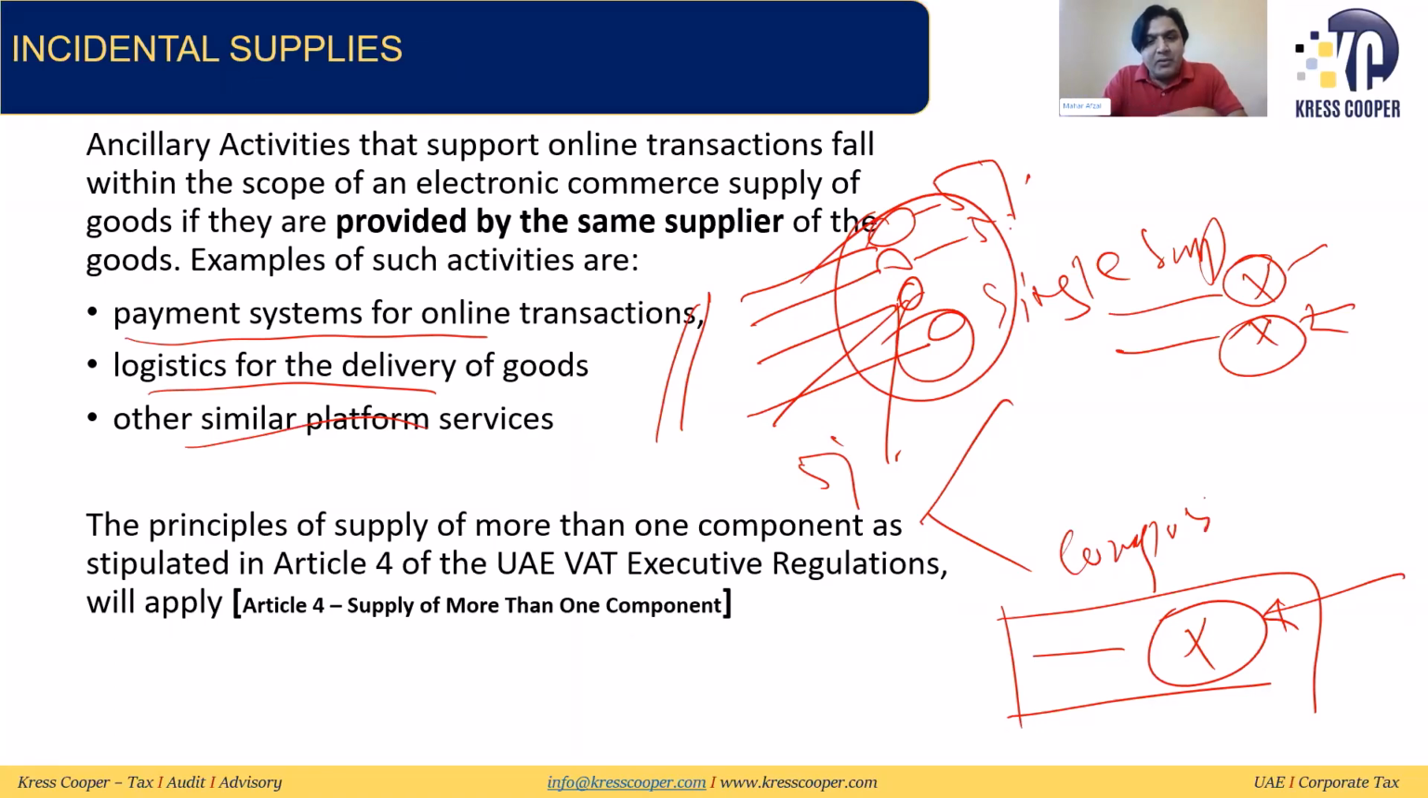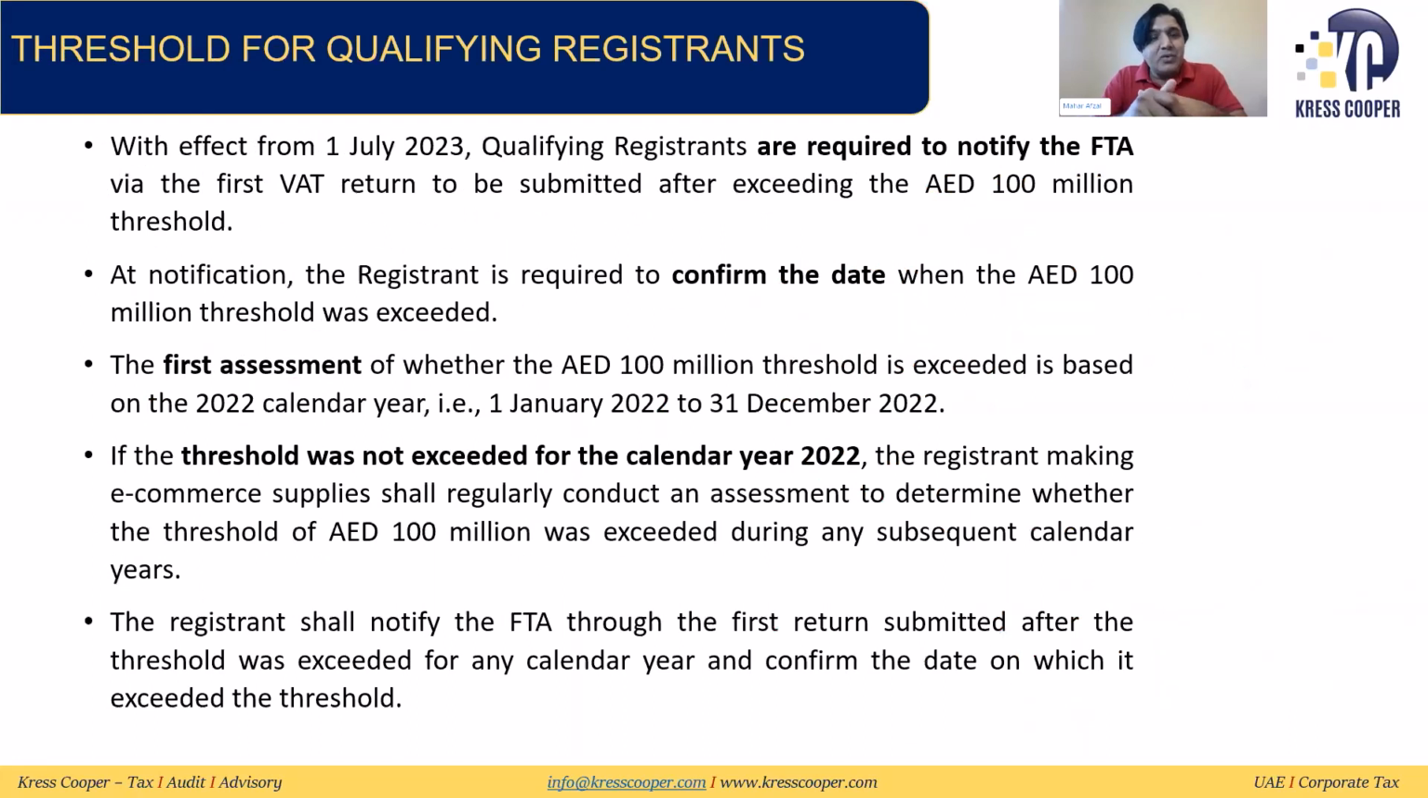So that is related to the incidental supplies. Then the threshold for qualifying to register. We have already discussed the threshold. The threshold is 100 million, to notify the FTA, and this 100 million is only for supplies made through the e-commerce medium. And whenever they are doing the notification, the registrant is required to confirm the date when this 100 million threshold was exceeded, at the time of submission, return and report.